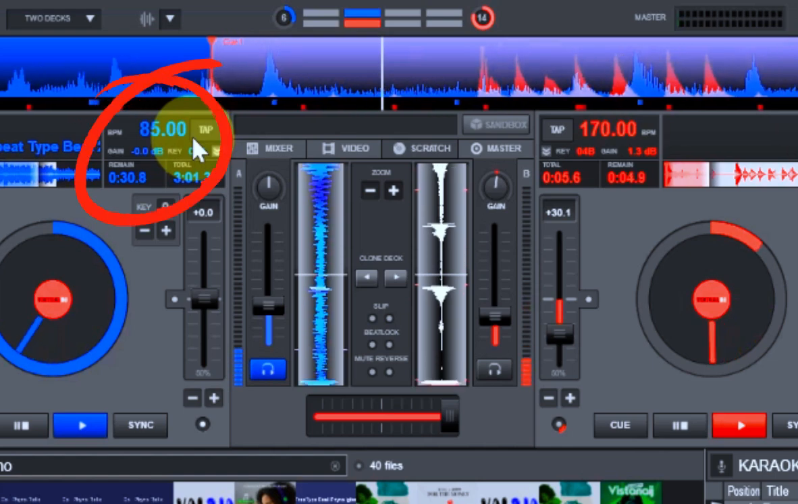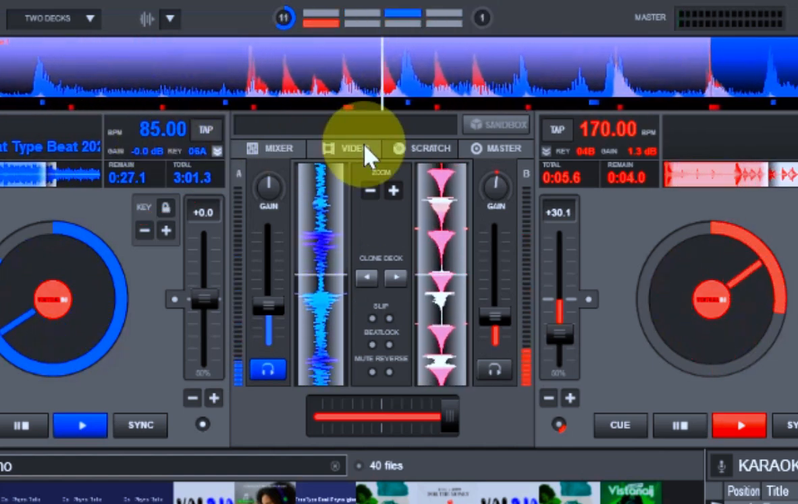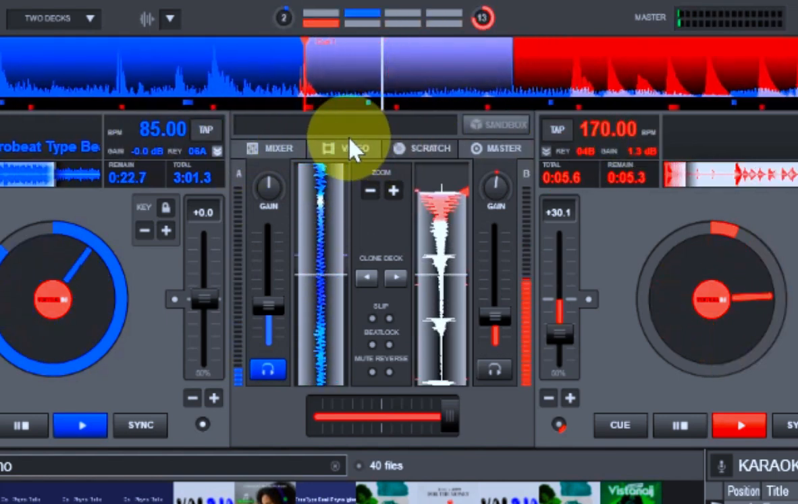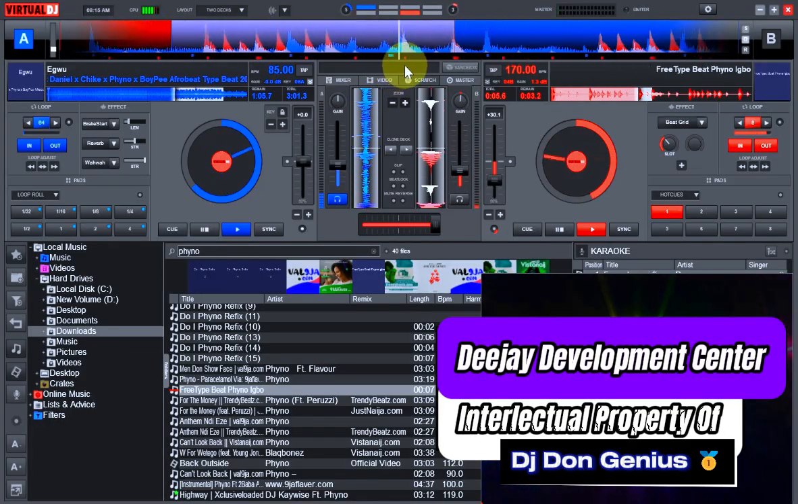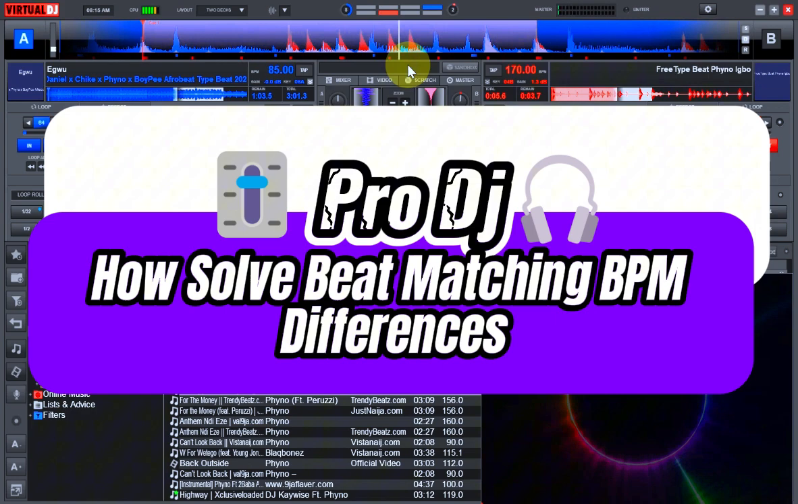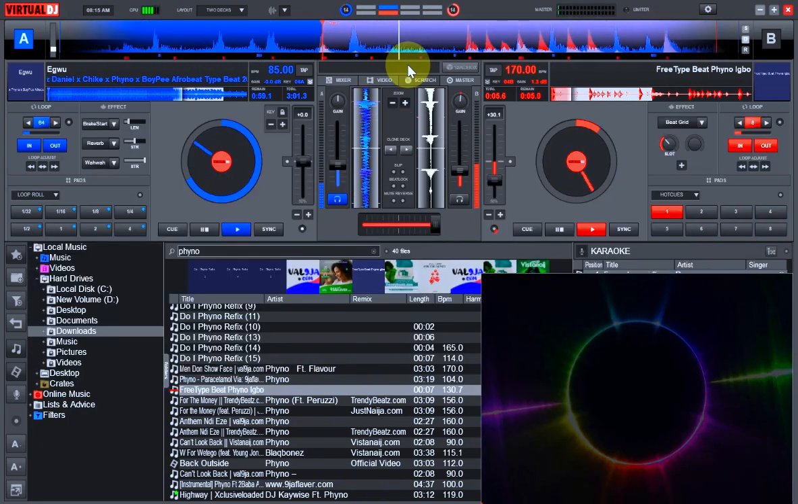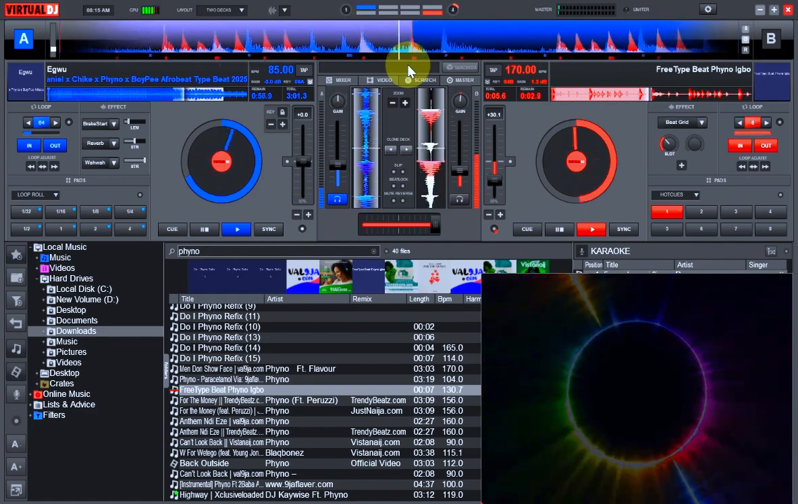When you pay very close attention to these two BPM, this is 85 here and then this is 170. You will notice the very big BPM difference. This remains one of the most complicated problems that comes with beat matching, especially in some genres of music. It cuts across every part of music all over the world. But this is the interesting part of it.